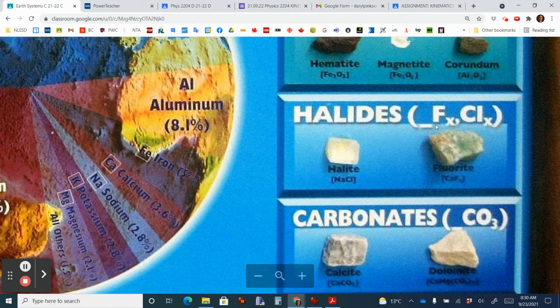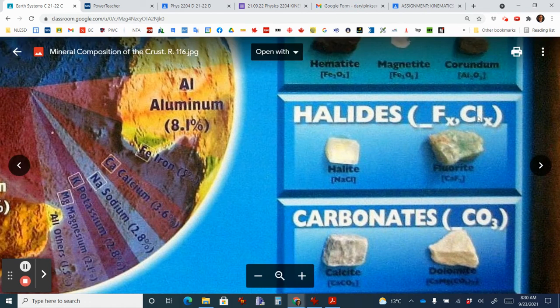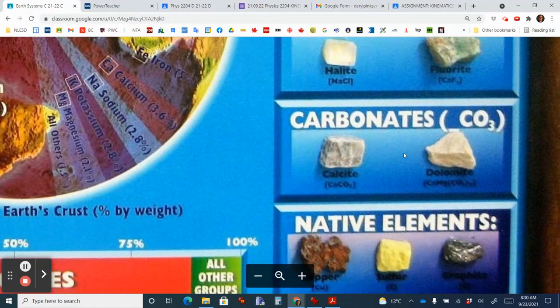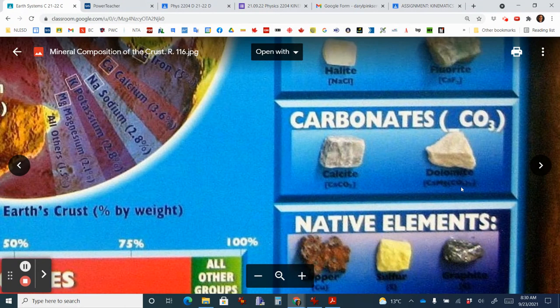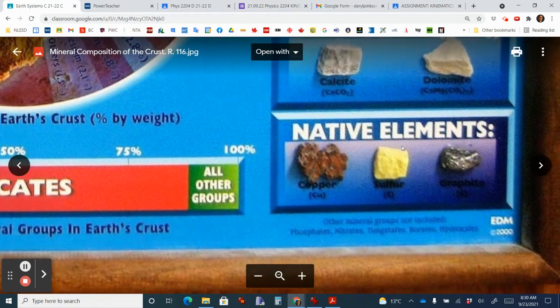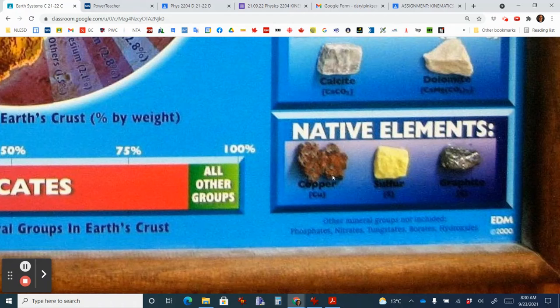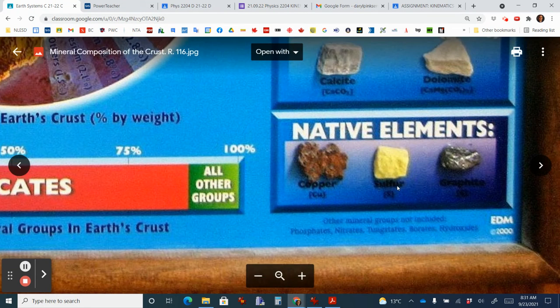The halides always end in fluorine or chlorine. So here's fluorite, halite. The carbonates always end in CO3. It's a bit blurry here, but you can take my word for it. There's calcite and dolomite. They end in the CO3. And the native elements occur in their elemental form in the crust, like copper, sulfur, graphite, which is pure carbon.